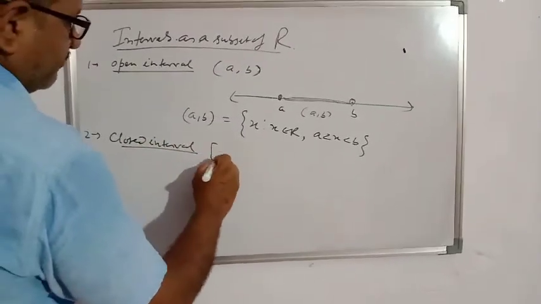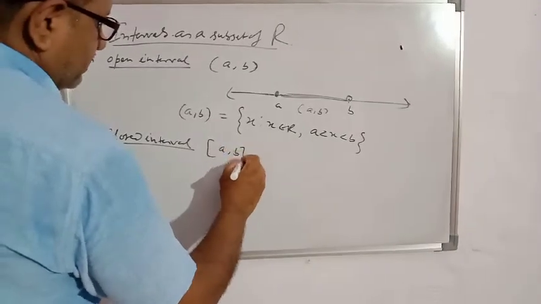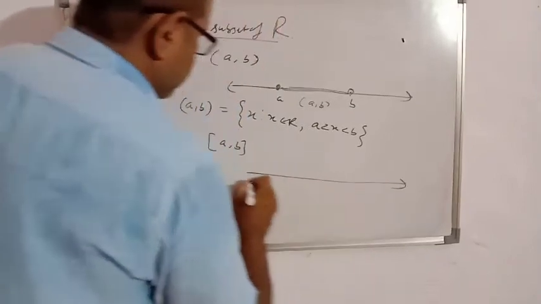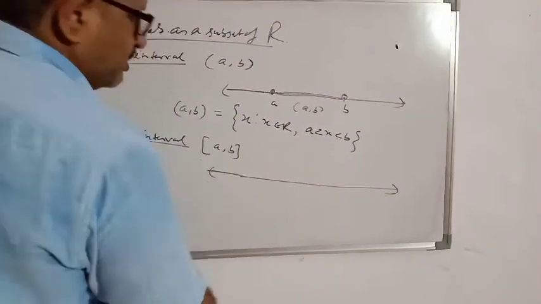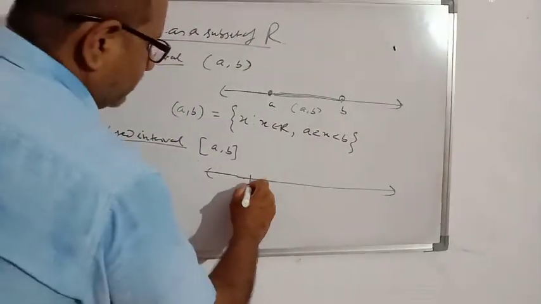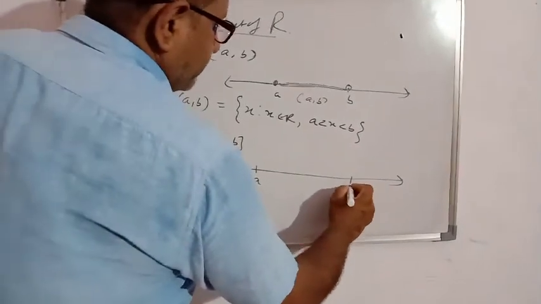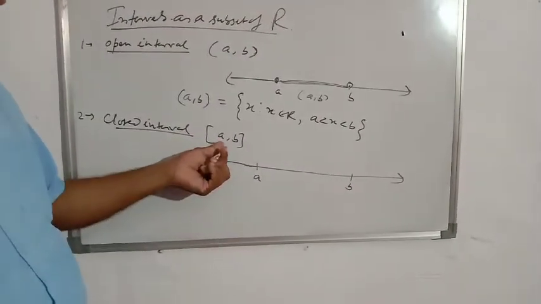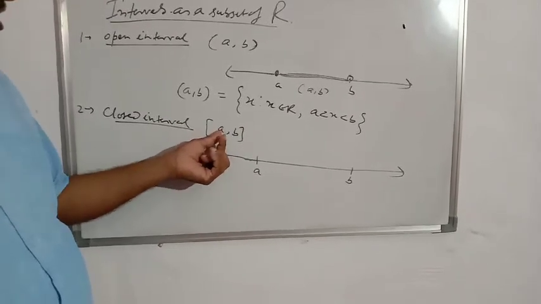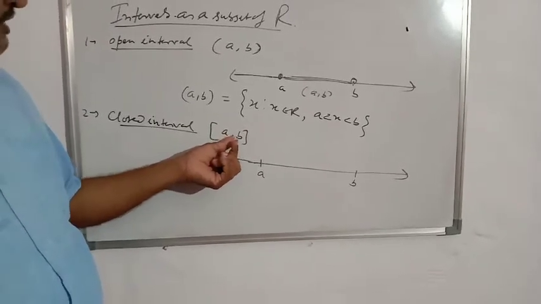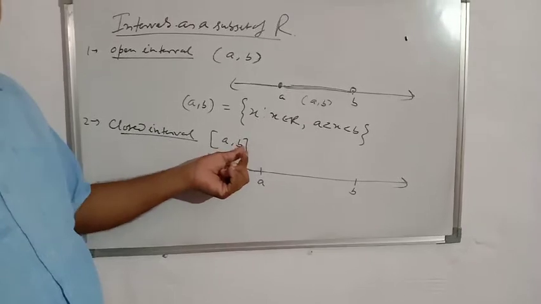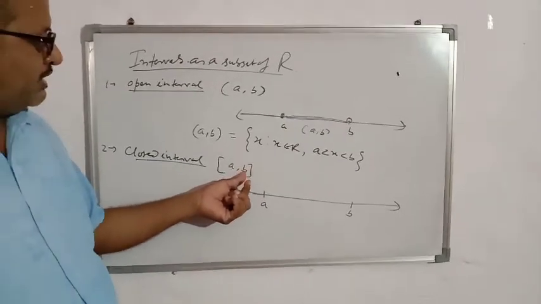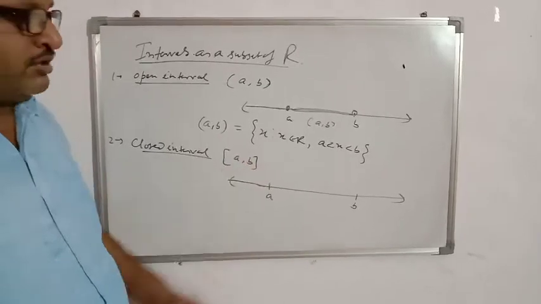Closed interval, we can represent it like this. Again, we can show it on the number line. This is A, this one is B. Closed interval AB means it contains all the numbers which lie between A and B, including A and B. A and B are also taken here. All those numbers lying between A and B and including A and B also.